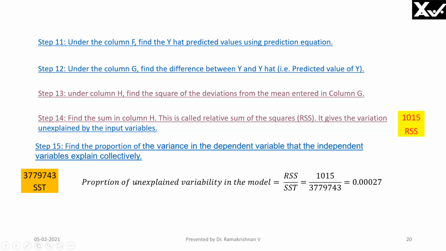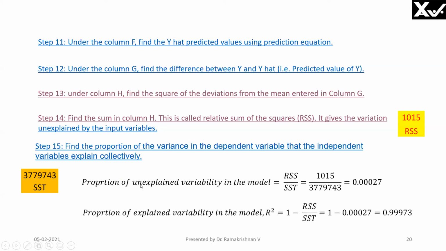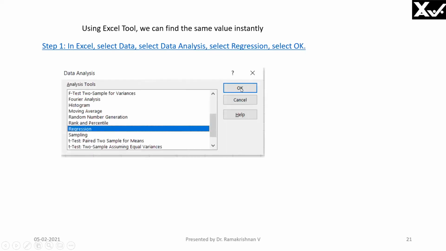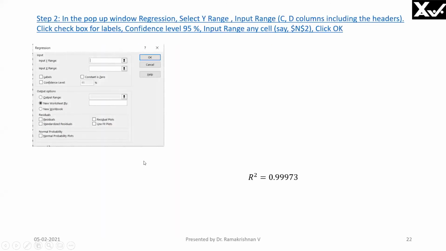In fact, I'm sorry, it should be unexplained. Unexplained is RSS by SST, it's correct. And then explained variability is 1 minus 0.00027, which is also okay, right? 0.99973, that is what we have got. Now we will see in the Excel tool, we will get all the items directly. See, we are going to do this analysis. This I have explained to you, right?